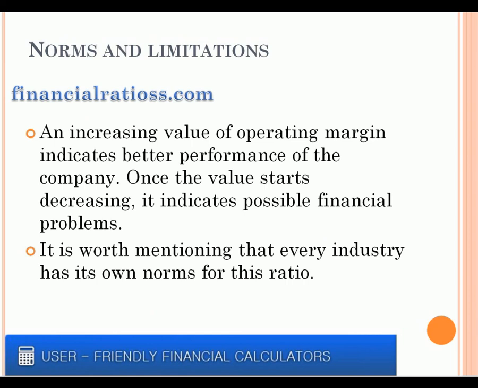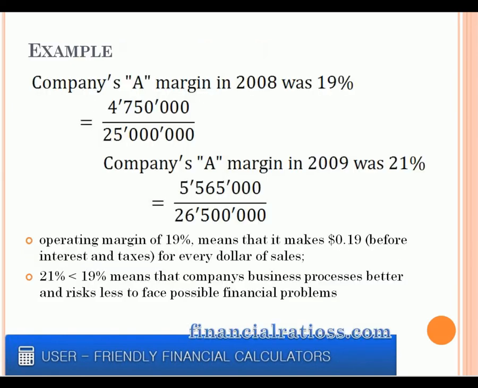An increasing value of operating margin indicates better performance of the company. Once the value starts decreasing, it indicates possible financial problems. It is worth mentioning that every industry has its own norms for this ratio.